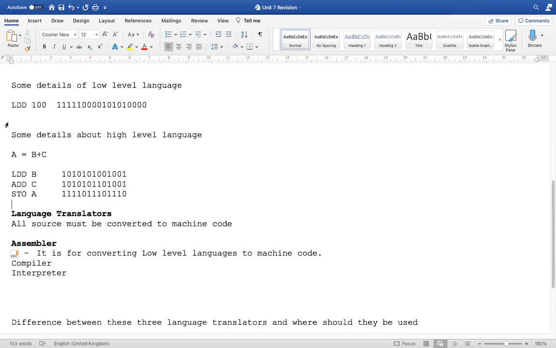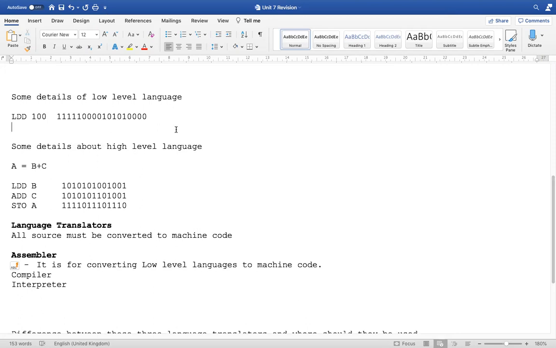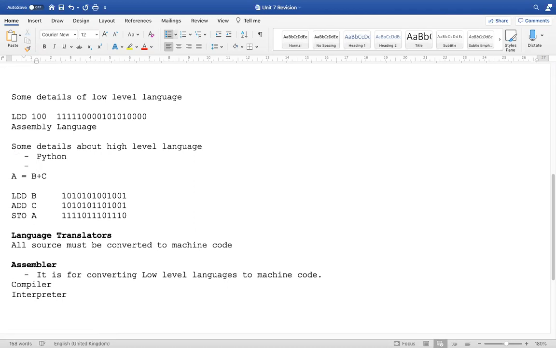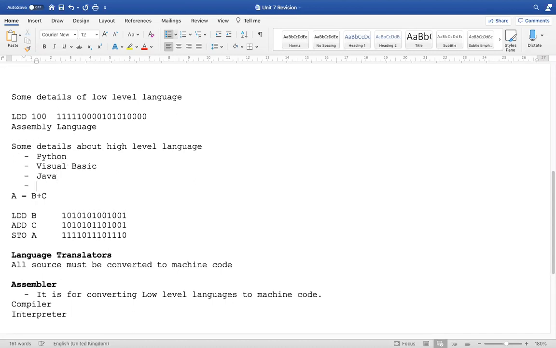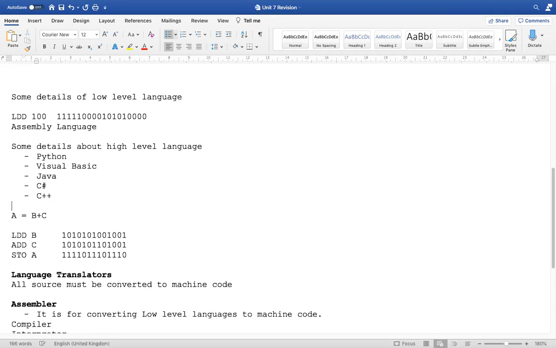I forgot to mention some examples of high-level languages. An example of a low-level language is assembly language. For example, high-level languages, one possible example could be Python, and then we have Visual Basic, Java, C#, C++, and so on and so forth.